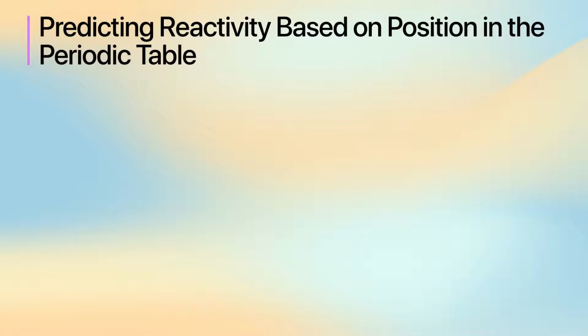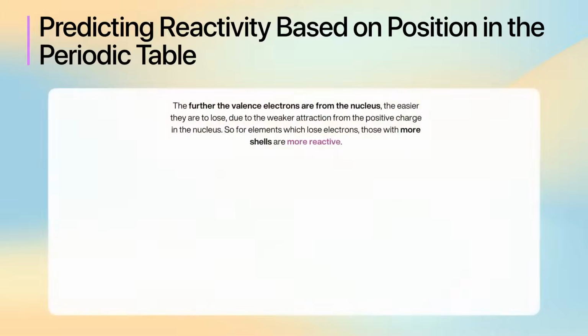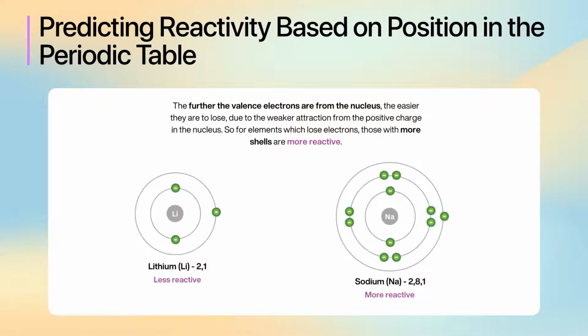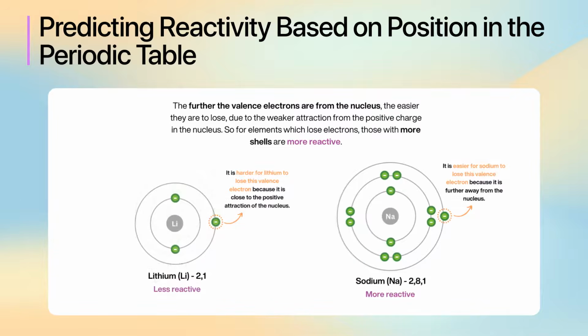Let's now explore the impact of electron shells on reactivity. The number of electron shells also plays a crucial role in determining reactivity. The further the valence electrons are from the nucleus, the easier they are to lose, due to the weaker attraction from the positive charge in the nucleus. This is particularly evident when comparing elements within the same group. In Group 1, sodium is more reactive than lithium. Although both need to lose 1 electron to achieve a full outer shell, sodium has 3 electron shells compared to lithium's 2. The outer electron in sodium is further from the nucleus, making it easier to lose due to the weaker attraction from the positive charge in the nucleus.